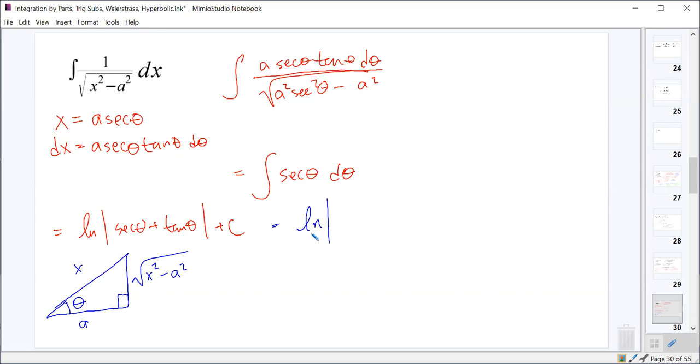So natural log absolute value secant theta. So secant theta we knew was just x over a, right? And then plus tangent theta. And tangent theta ought to be opposite over adjacent, which is root x squared minus a squared over a, plus a constant, which is an okay answer. But how can we make this answer better?